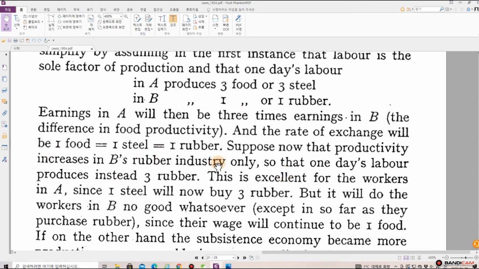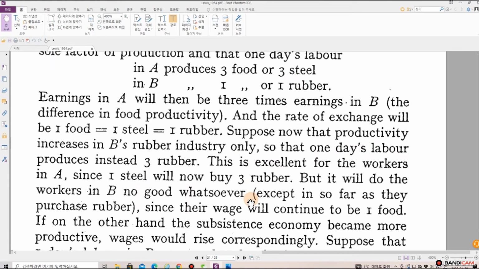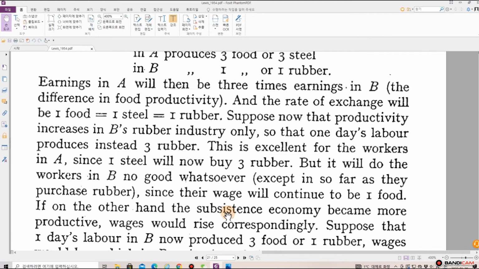Suppose now that productivity increases in B's rubber industry only, so that 1 day's labor produces instead 3 rubber. This is excellent for the workers in A, since 1 steel will now buy 3 rubber, but it will do the workers in B no good whatsoever, except insofar as they purchase rubber, since their wage will continue to be one food.